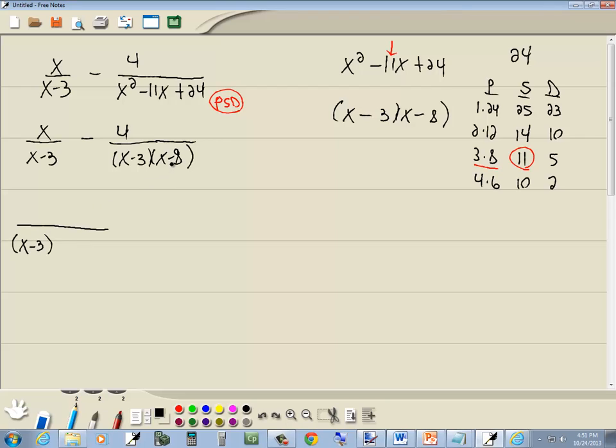I go to my next factor, the x minus 8, and I'm looking for the greatest number of x minus 8's in a single denominator. There's none here, there's 1 here, so the greatest number of x minus 8's in a single denominator is 1. So our LCD is x minus 3, x minus 8. And we're going to rewrite each fraction with that new denominator.